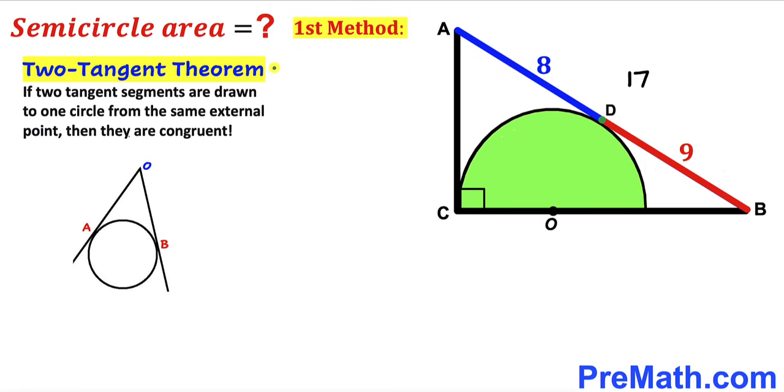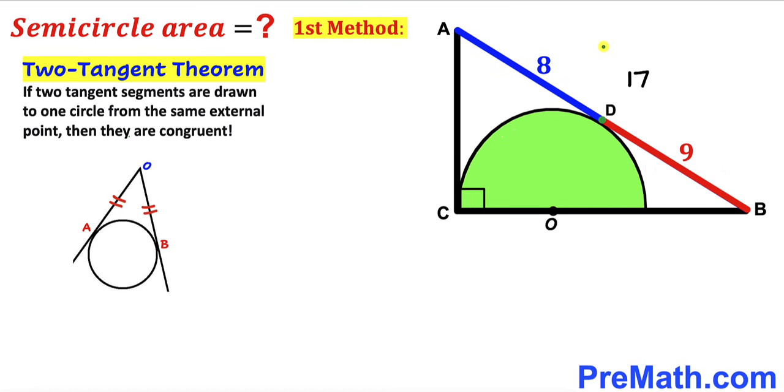And now let's recall the two tangents theorem. According to this theorem, if two tangent segments are drawn to one circle from the same external point, then they are congruent, as you can see in this given diagram. Here we got these points A and B, the points of tangency, and O is the external point. Then the segment AO is going to be equal to the segment BO. In other words, these two segments are congruent.